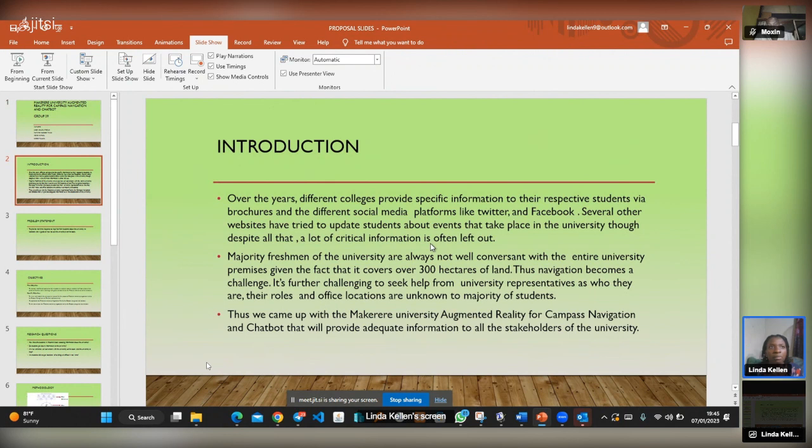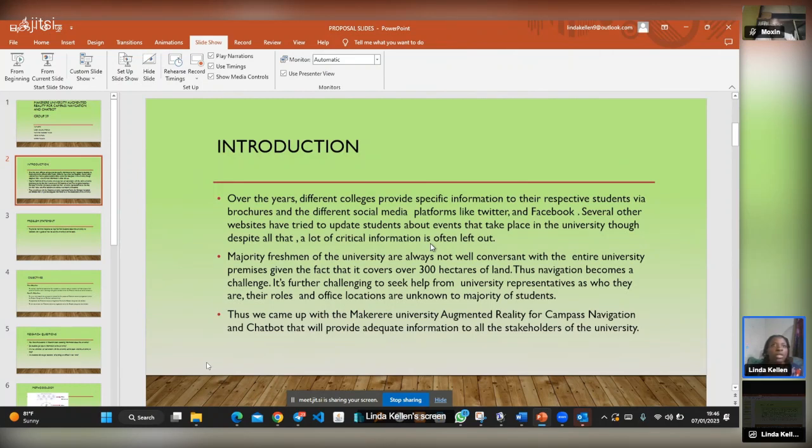Because of this, we also look at the majority of the freshman students who fail to navigate through the campus in order to get the different services offered at the university. It's not only education, but take, for example, the university hospital. In case one wants treatment, one may not know where it is, given that the university is so large.